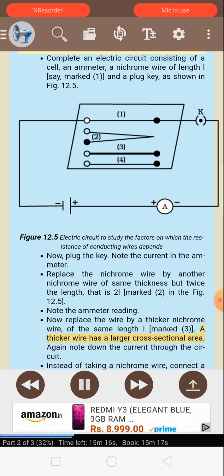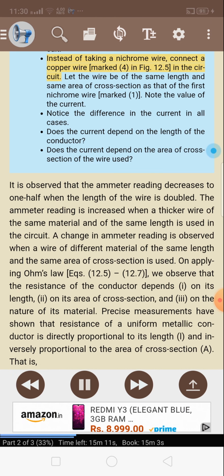A thicker wire has a larger cross-sectional area. Again, note down the current through the circuit. Instead of taking a nichrome wire, connect a copper wire, marked 4 in Figure 12.5, in the circuit. Let the wire be of the same length and same area of cross-section as that of the first nichrome wire, marked 1. Note the value of the current. Notice the difference in the current in all cases.